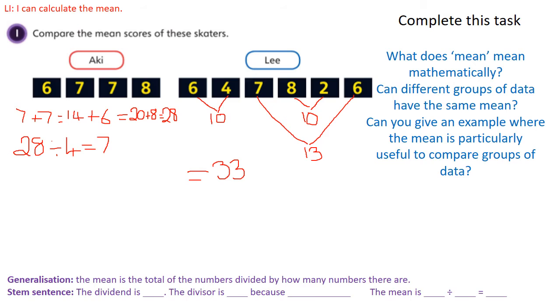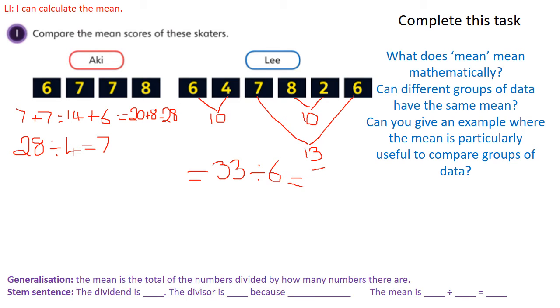And how many scores does he have? He has 1, 2, 3, 4, 5, 6. So the dividend is 33. The divisor is 6. So the mean is 33 divided by 6.